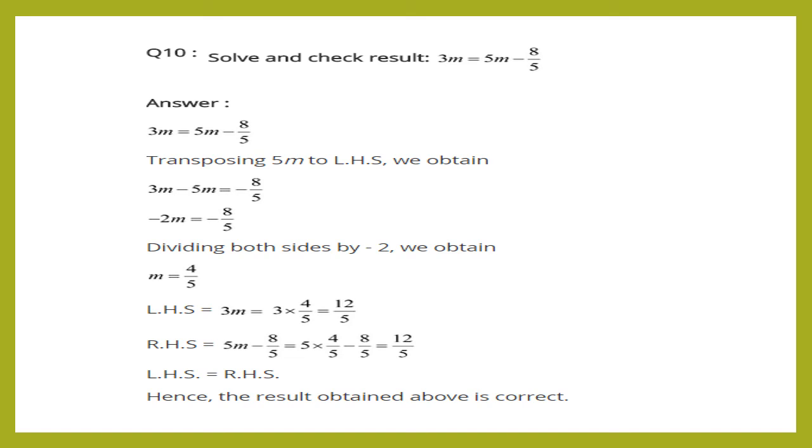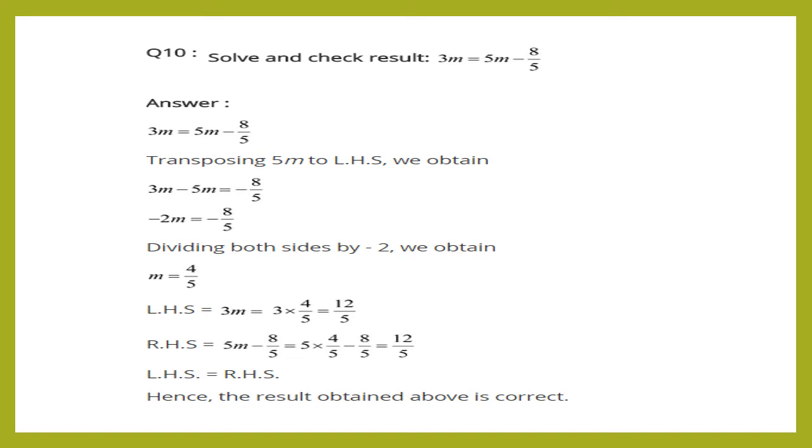Dividing both sides of the equation by -2, we obtain m. If we divide this by -2, the minus symbols get cancelled, 2 ones are 2, 2 fours are 8 and they cancel. Children, see here, if we multiply this side with -2, the minus and minus symbols get cancelled. Then 2 ones are 2, 2 fours are 8. So the m value becomes 4/5.